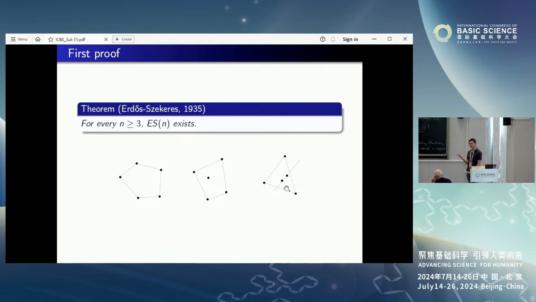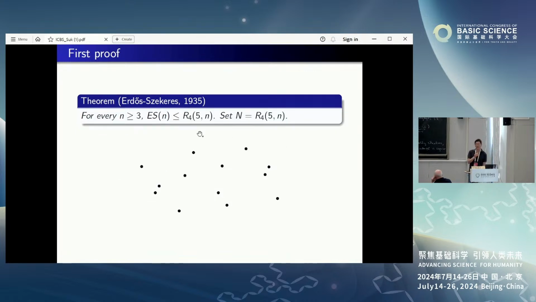Take the side of this triangle and look at these 2 points. The line must separate them, and so the interior points, this again would be convex. Anytime you have 5 points you have a convex quadrilateral. This part right here is for the 4-uniform case. And let's take n to be this particular Ramsey number.